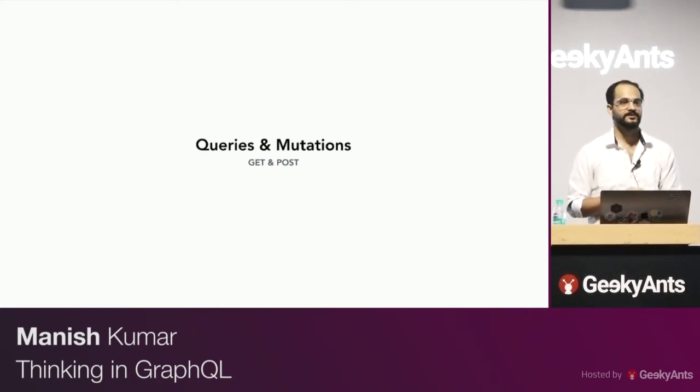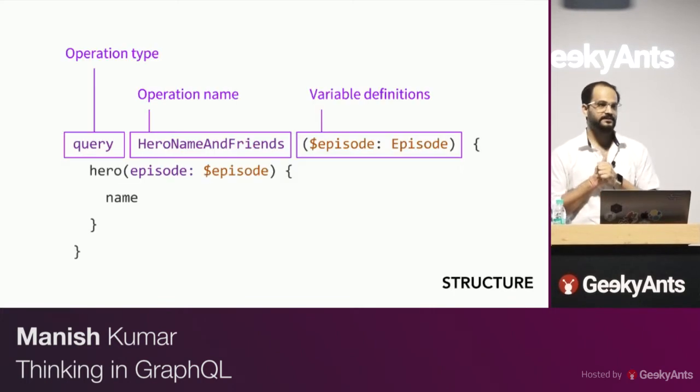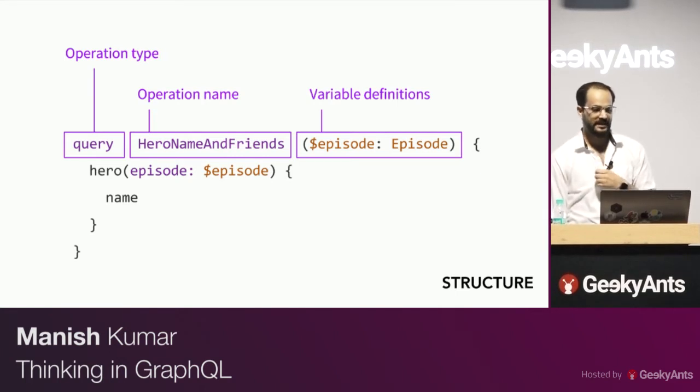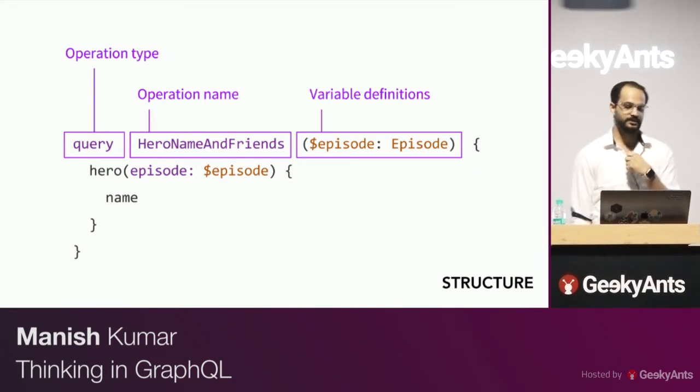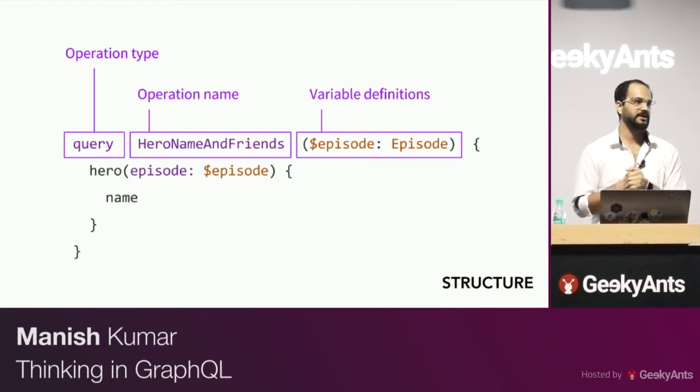For anything get, you now have to think queries. Anything post, you have to think mutations. Cool? So this is what the structure looks like. Are we on structure? Yeah. So there's an operation type, where query can also be a mutation, like we discussed, and then you can have a name. This is only for you to refer to it. There are variables. This is like you passing arguments into your get or post APIs, and then you're asking for things.